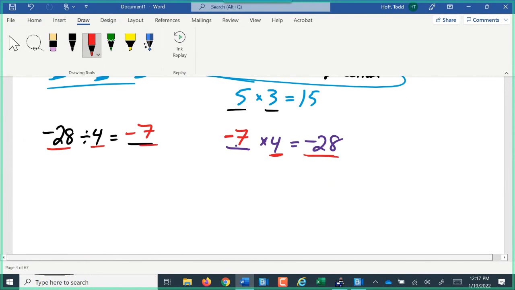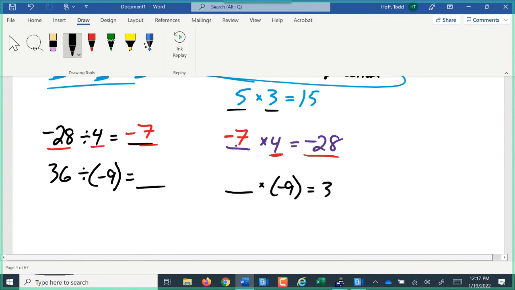If I have 36 divided by negative 9, that's asking what number times negative 9 equals 36. For this result to be positive, we know we either have to have two positive numbers multiplied or two negatives. If that's negative, we know this one is also negative. Or positive divided by a negative is a negative.